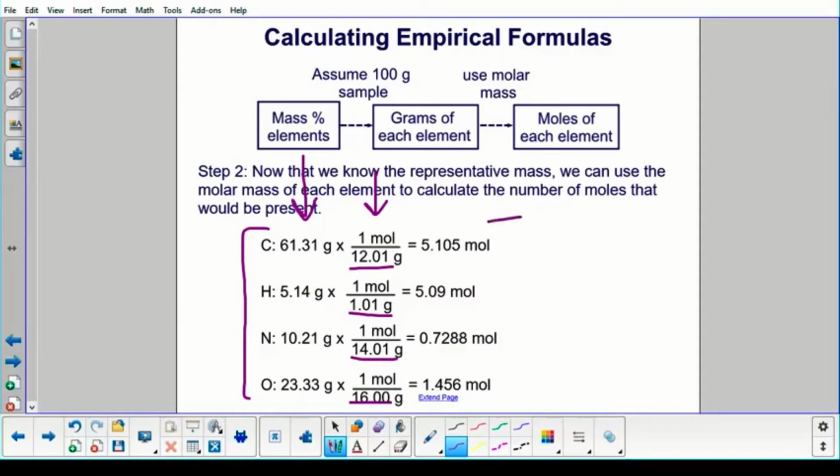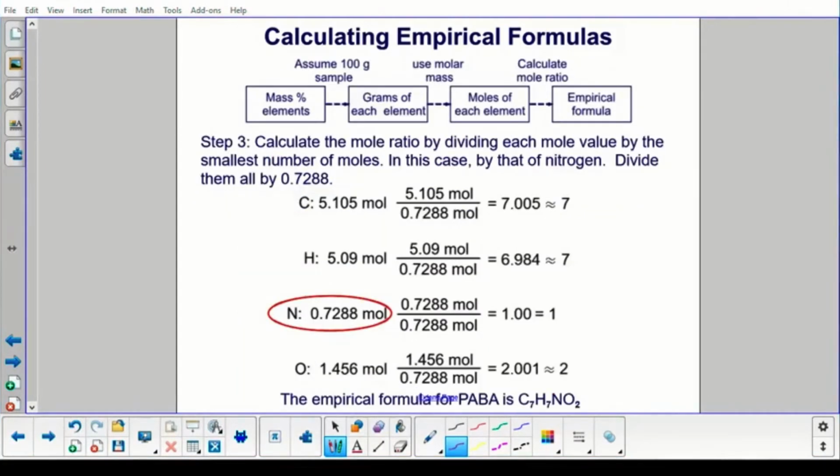We do the mass, and we go out an extra sig fig, so we can fix that at the end and go back to what we're allowed, but we have 5.105 moles of carbon, 5.09 moles of hydrogen, and so on. So now we've done this, this, and this. And finally, we're doing the mole ratio.